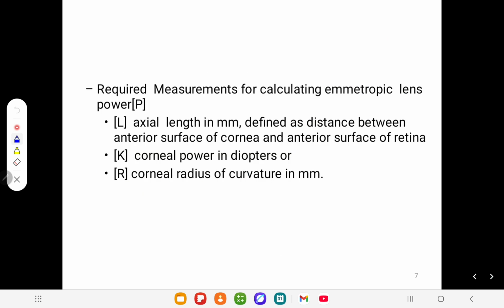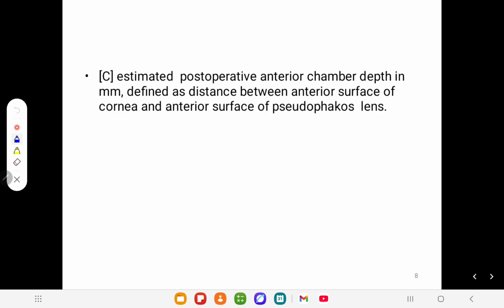So it requires the measurement and calculation of an emmetropic eye. Basically, we want the eye to become emmetropic whenever we put the IOL. So axial length in mm defines the distance between the anterior cornea and the anterior surface of the retina. So basically, you understand axial length in mm, corneal power in diopter or radius of curvature in mm. We estimate the postoperative anterior chamber depth in mm, which defines the distance between the anterior surface of the cornea and the anterior surface of the pseudophakic lens. So it's a very, very crucial thing.